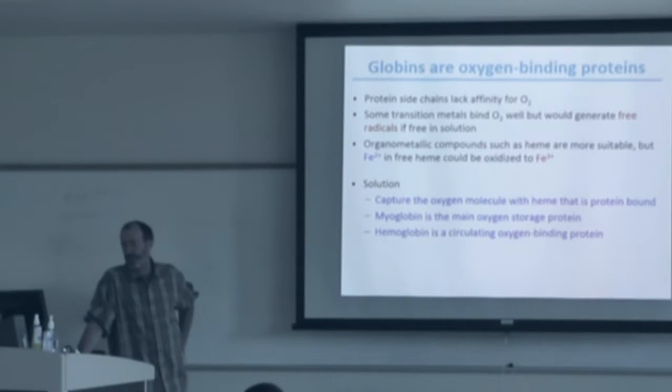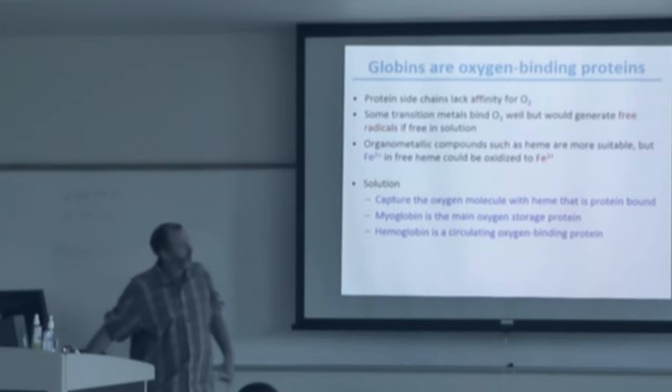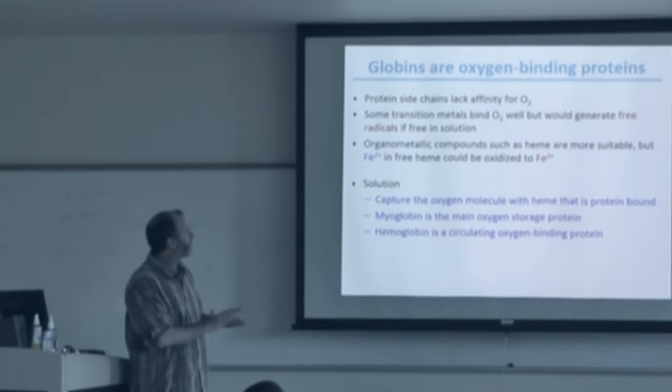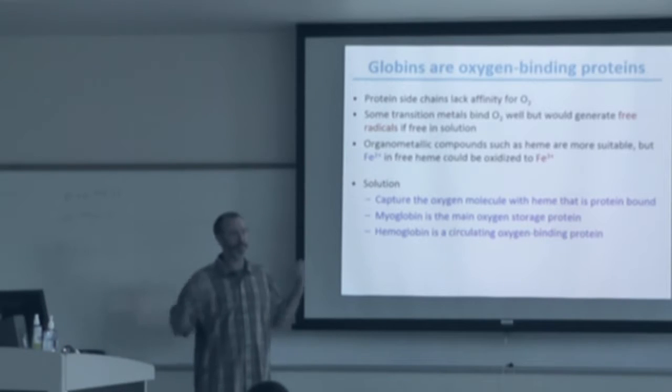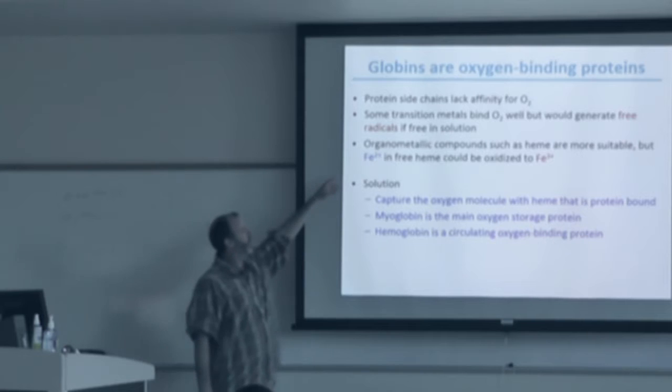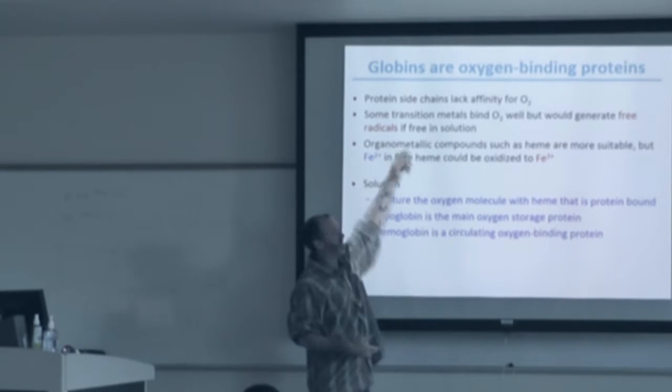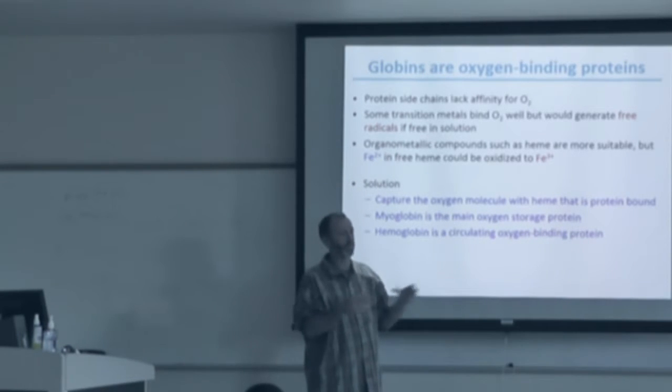So now we're going to shift to the globins, such as myoglobin and hemoglobin. Protein side chains lack affinity for oxygen. It's going to be hard to get oxygen to bind to just side chains of proteins. So that's why we need to have some sort of, what's it called? Got something attached to a protein.